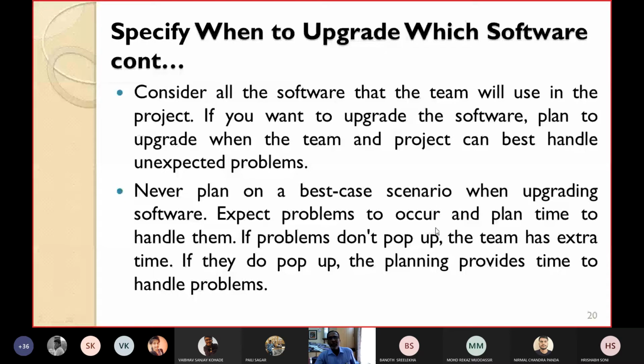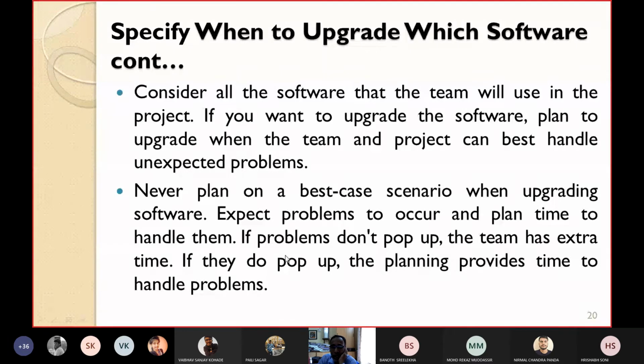So now, if you are doing it after the milestone, or if you are considering the worst case, then if the problems don't pop up, you are having some extra time, because you are considering the worst case. So you are having sufficient time to handle this. If the problems do not pop up, then you have extra time. You can do some other work.